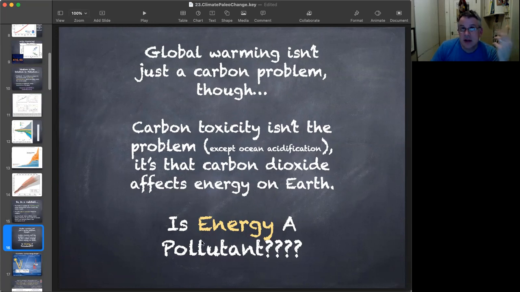That's an excellent question. Think back to what we just talked about with qualitative versus quantitative pollutants. How much energy should we have? What does it mean for energy to become toxic? What does that mean? Great.